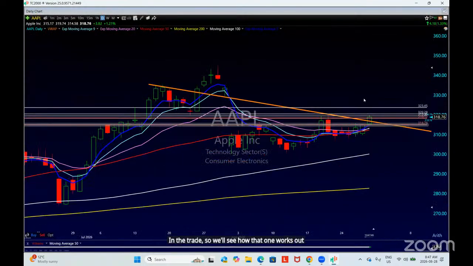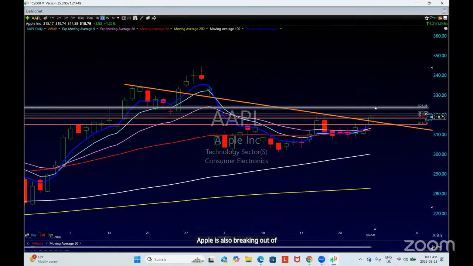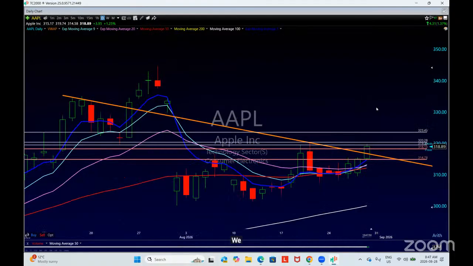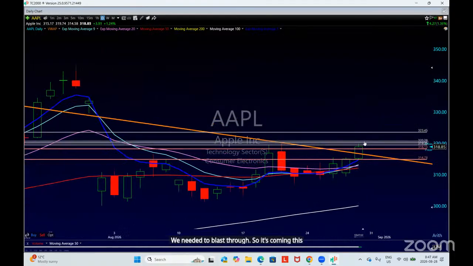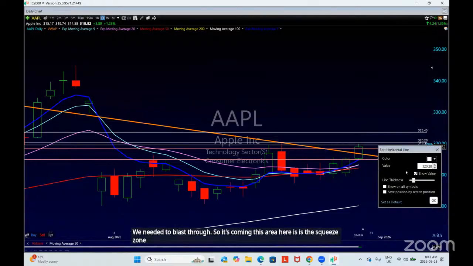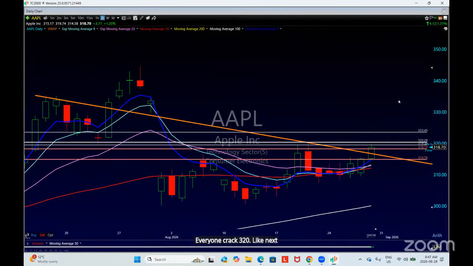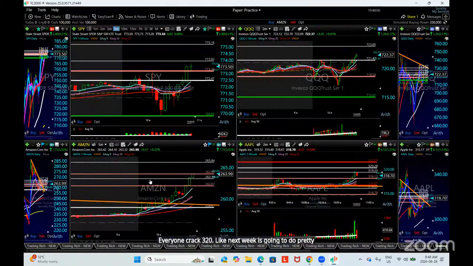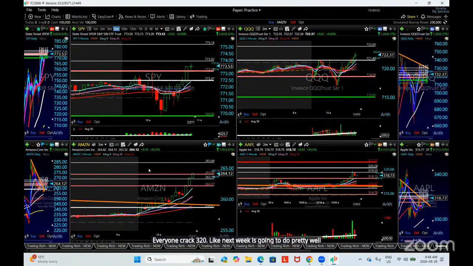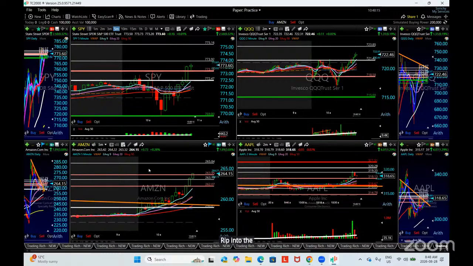Apple is also breaking out of this sloping trend line. We need it to blast through. So it's coming. This area here is the squeeze zone. If we can crack 320, like next week, it's going to do pretty well. Amazon is just ripping. Ripping to the heavens.